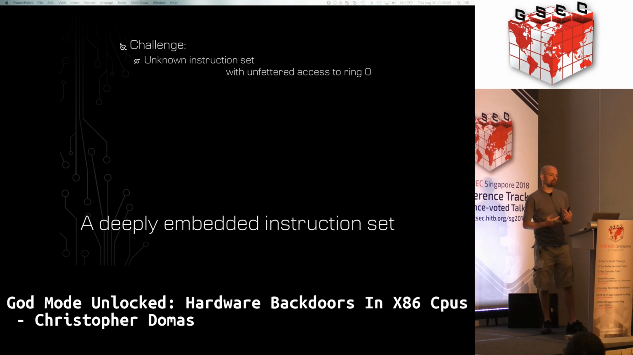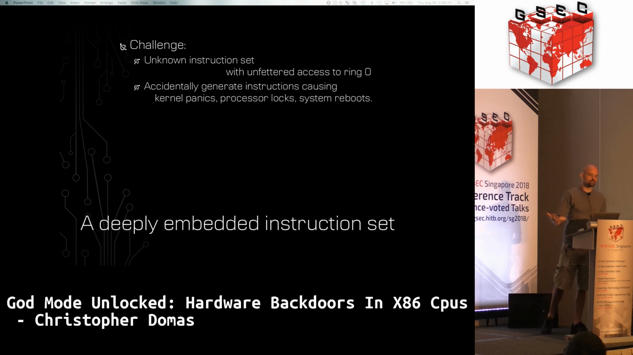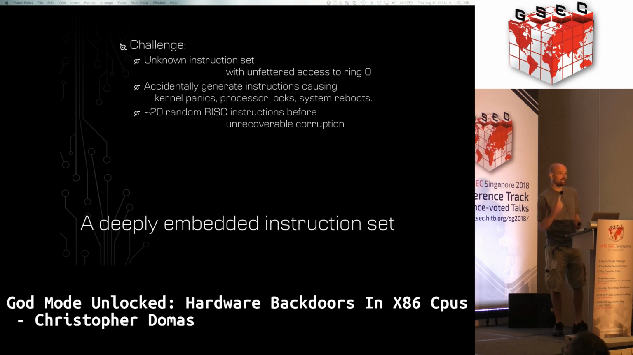A challenge with this, one we've encountered before to some extent, is we've got this unknown instruction set with unfettered access to ring 0, which means it's really, really easy to accidentally generate instructions that are going to cause a kernel panic or a processor lock or a system reboot. In practice, I found I could only execute about 20 random RISC instructions before there was some sort of unrecoverable corruption on that system, and then I had to reboot the target.